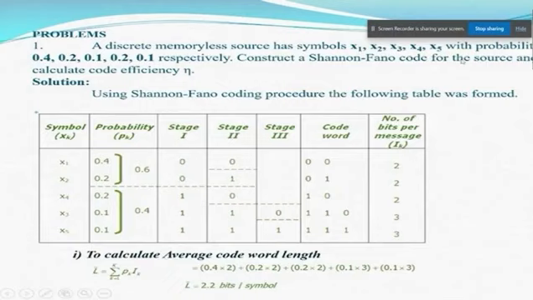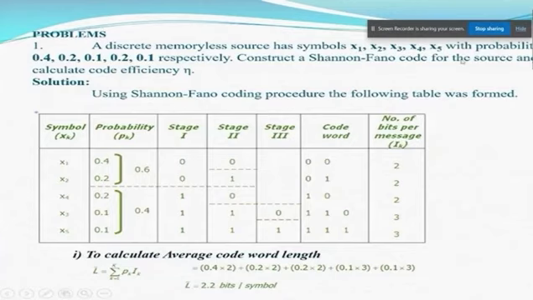Now we come to the code word. In the code word, we take all the stage values. For 0.4 with symbol x1, we get the binary value 00. For 0.2 with symbol x2, we get 01 in the code word. For 0.2 with symbol x4, the code word is 10. For 0.1 with symbol x3, the code word is 110. For 0.1 with symbol x5, the code word is 111.